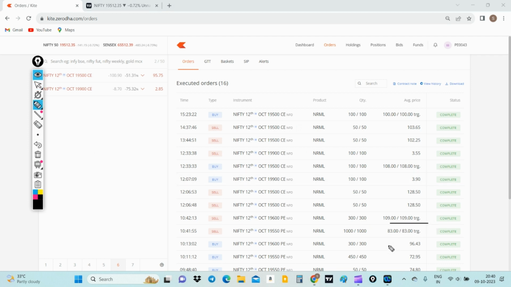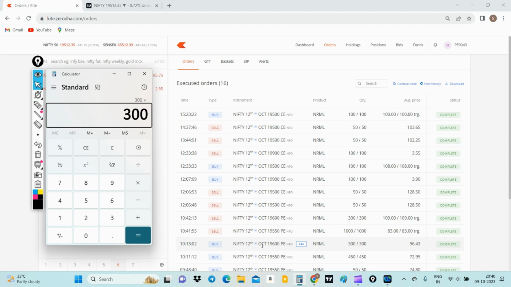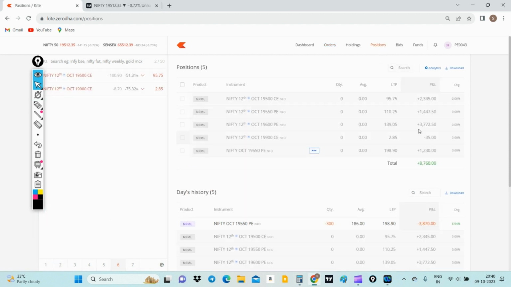I was using only 300 quantities. The capital I used for this trade was around 300 into 96.43, which is around 29,000. I was able to make around 3,700 profit from this trade, so overall around 10% return.